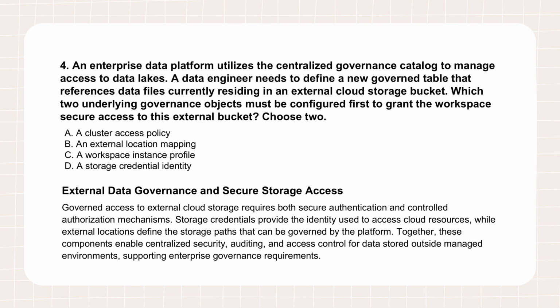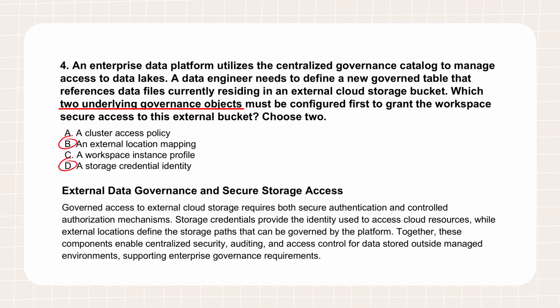An enterprise data platform utilizes the centralized governance catalog to manage access to data lakes. A data engineer needs to define a new governed table that references data files currently residing in an external cloud storage bucket. Which 2 underlying governance objects must be configured first to grant the workspace secure access to this external bucket? Choose 2. The correct answer is BD.